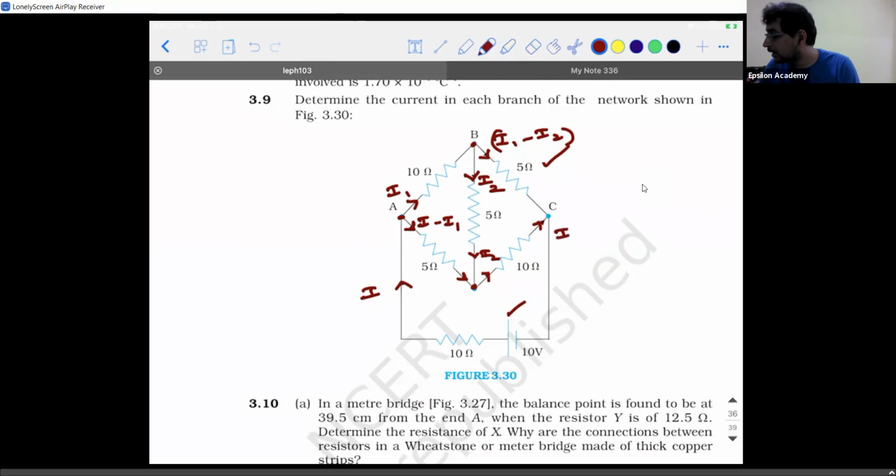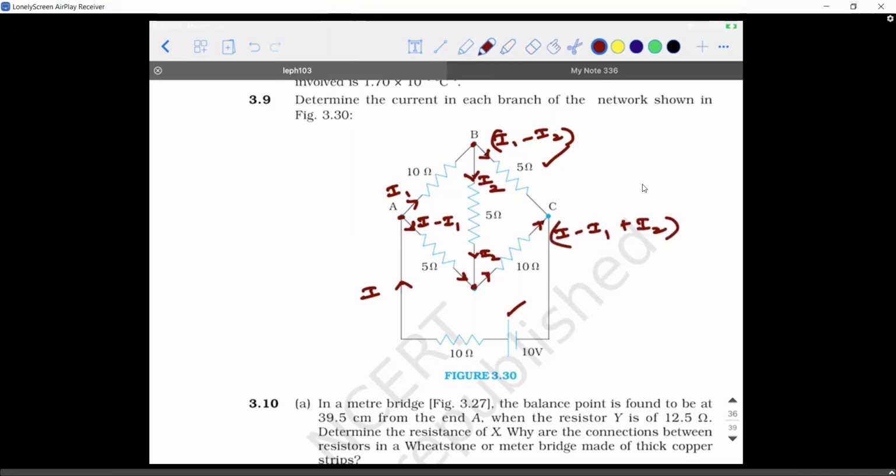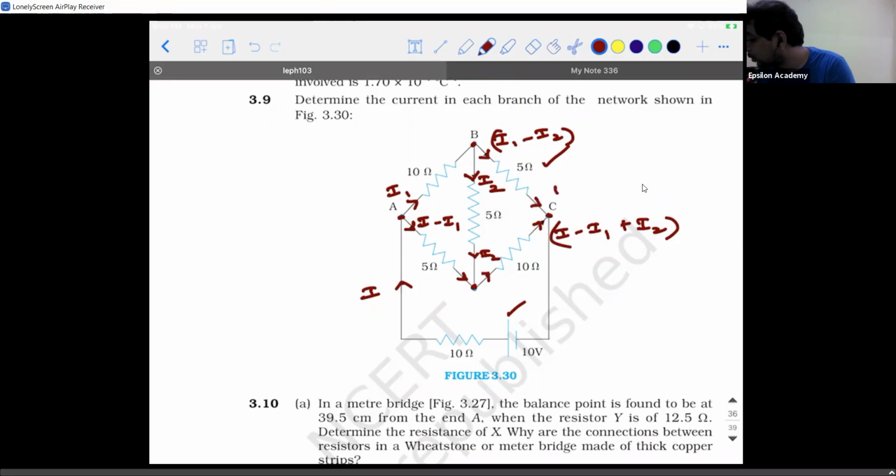It will be I minus I1 plus I2. So I1 minus I2 is reaching the junction C and I minus I1 plus I2 is reaching the junction C. Now how much will be the current that is leaving the junction C? Even without any calculation, you can tell me confidently.